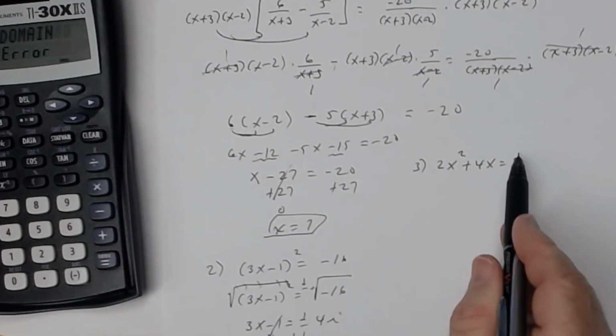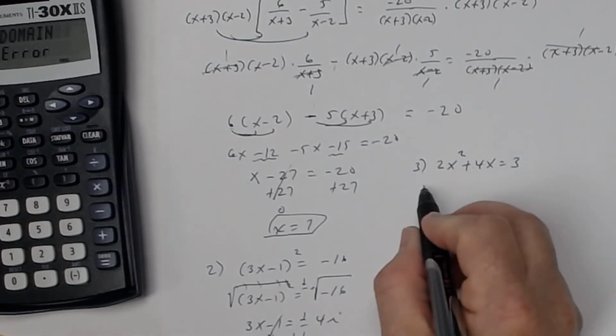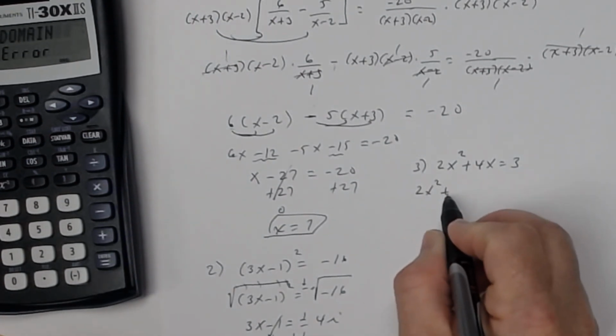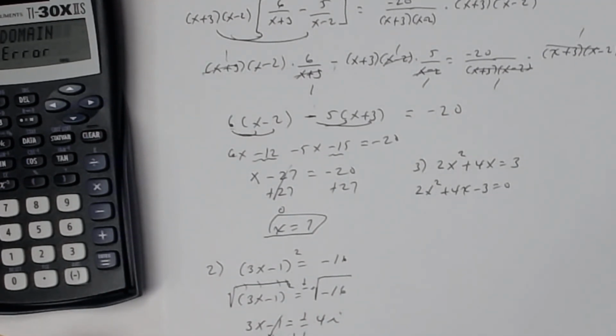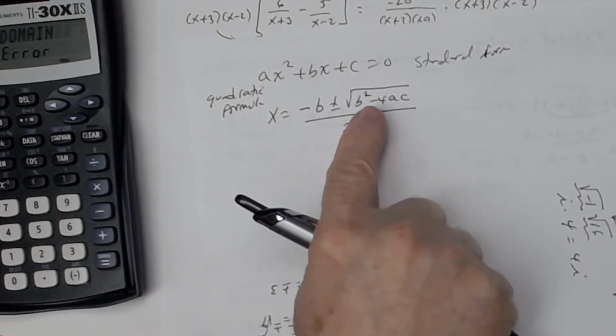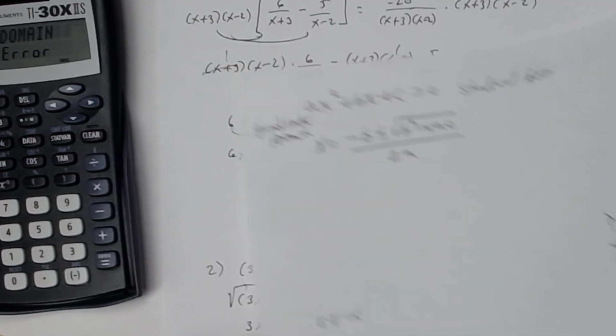So to solve this quadratic equation using the quadratic formula, you first of all have to rewrite this in standard form. So you want 0 to be here. So you've got to bring the 3 over. So when I do that, I get 2x squared plus 4x minus 3 equals 0. Now, before I substitute values into the quadratic formula, let's first of all determine what a, b, and c are.